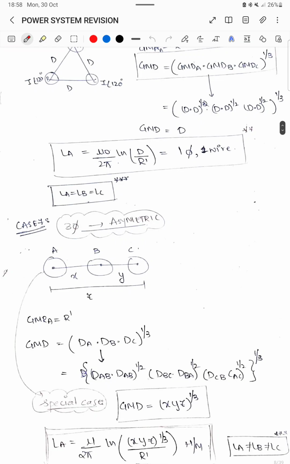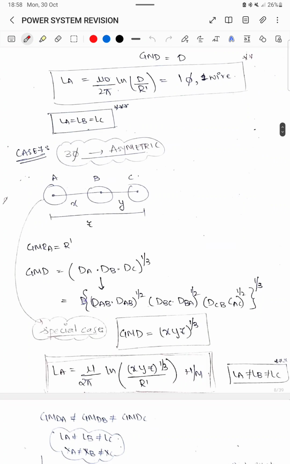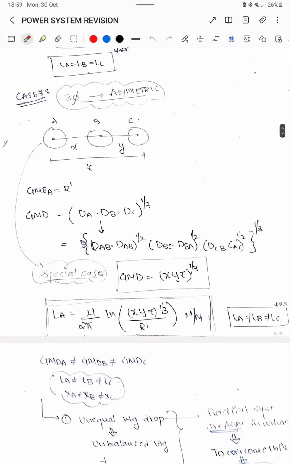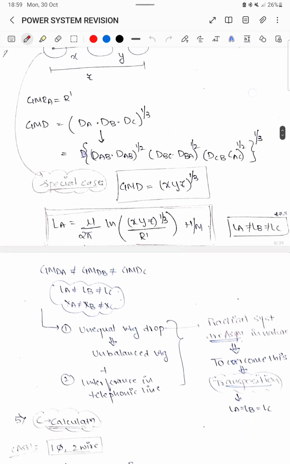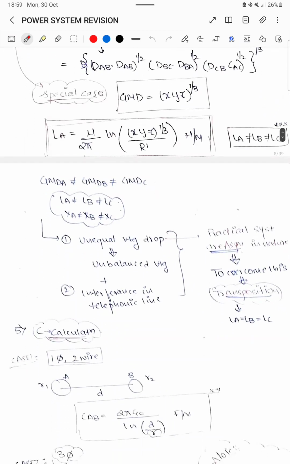And then we will move ahead to 3-phase asymmetric inductance calculation. In that we will see one of the special cases which frequently appears, and in that we will also see that the inductance of each phase won't be equal. So LA will not be equal to LB, will not be equal to LC, and how that leads to issues like unequal voltage drop and interference in telephonic line. And then we will see how we resolve it using transposition.